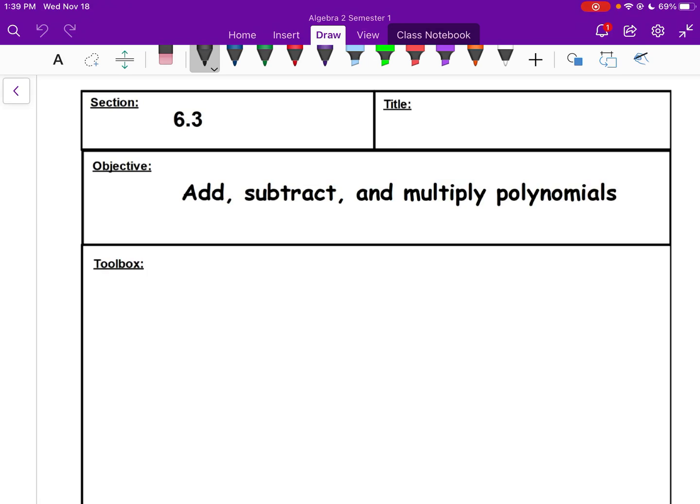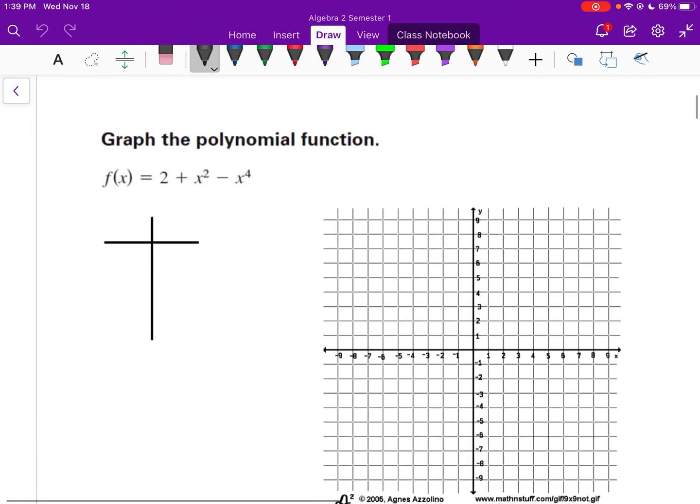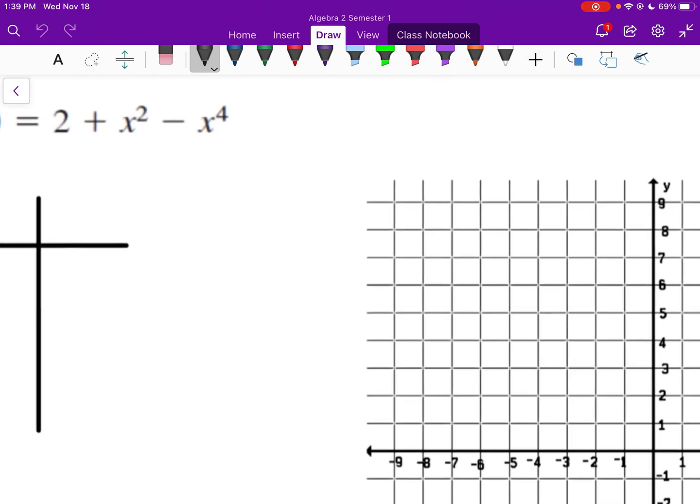All right, 6.3. In this lesson, we're going to add, subtract, and multiply polynomials. Before we get to that, though, I do want to go over one graphing polynomial again. I only did one in the last lesson, so let's go ahead and do one more.